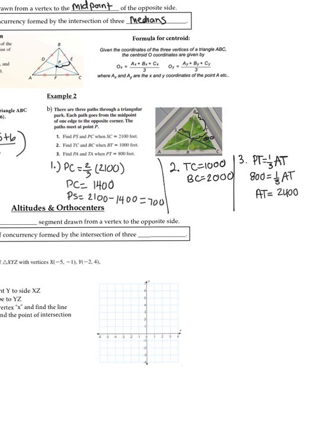So if the whole thing is 2400 and PT is 800, to find the remaining AP, you would simply subtract 800 from 2400, so you do 2400 minus 800, and you would get 1600. So AP then is 1600.